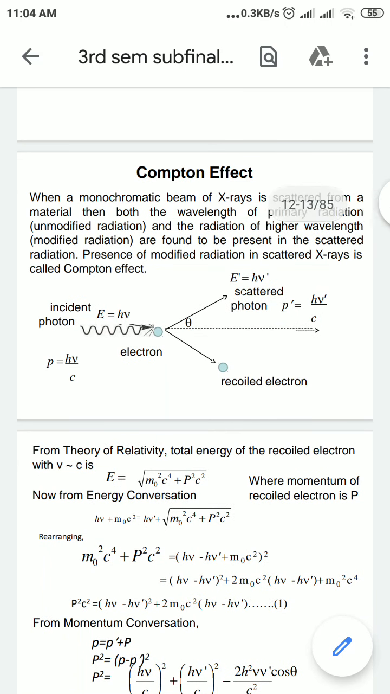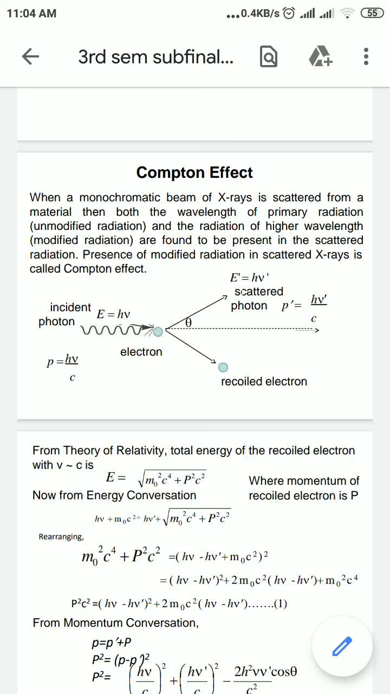Okay, let us start with the Compton effect. Last class I had just started it. It is just another effect which is explained with quantum mechanical concepts. Here we have a monochromatic beam of X-ray. This is electromagnetic radiation, which is incident on a material or a target.